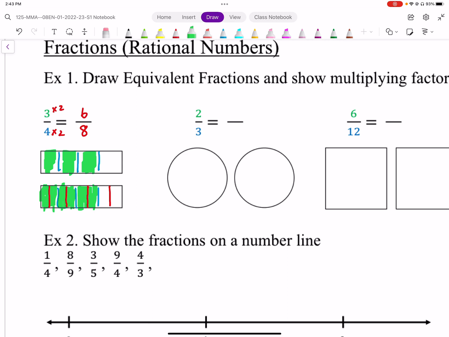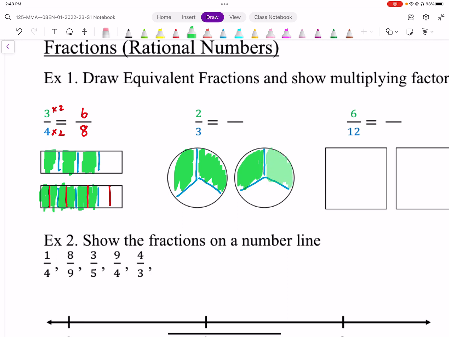My 2/3 fraction, I'm going to make my 2/3 fraction like this. So I have 2 parts shaded. And I'm going to make an equivalent fraction. I'm going to do the same thing as I did before. I'm going to make this into 4 parts out of 6.